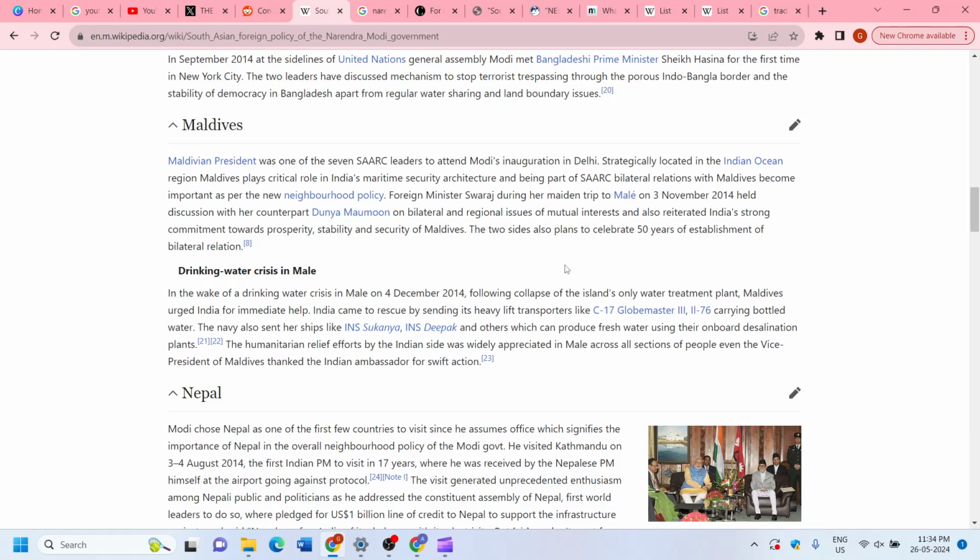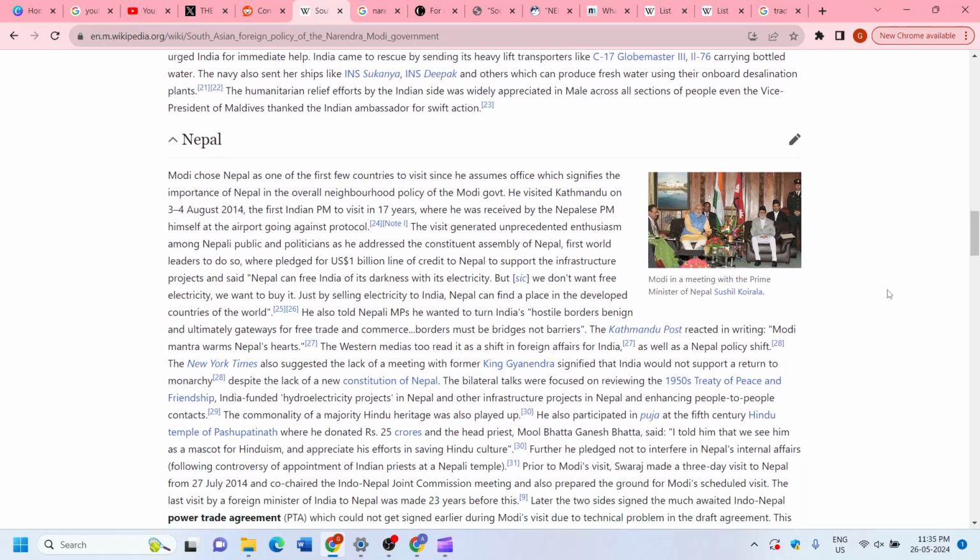So this shows that India has helped Maldives, and unfortunately now relations with Maldives are bad with the new president. But I hope that it will improve.